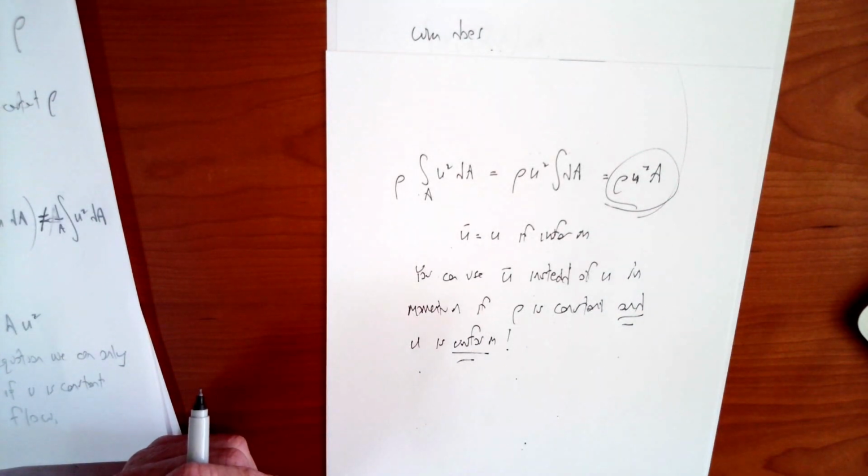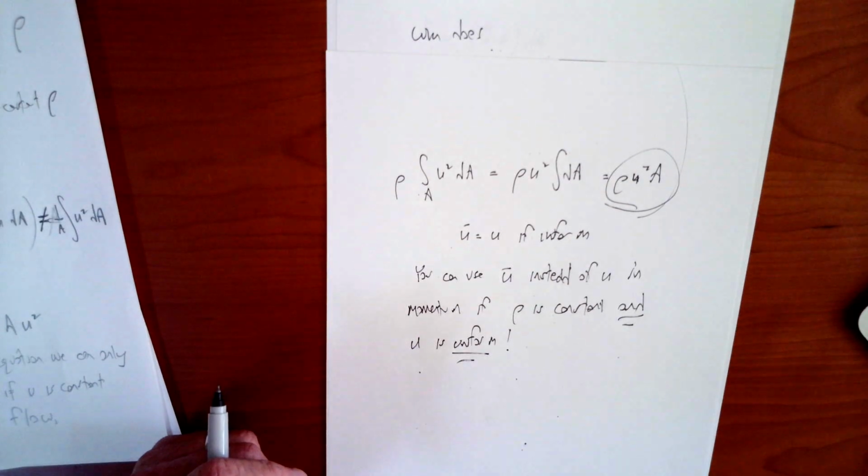If you're doing a momentum analysis, or we'll see later an energy analysis, and you're assuming that these equations are working, they're assuming that u is approximately uniform, which it definitely may not be.